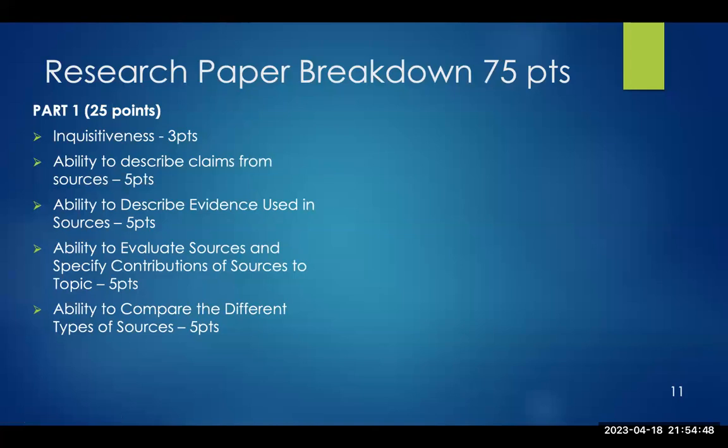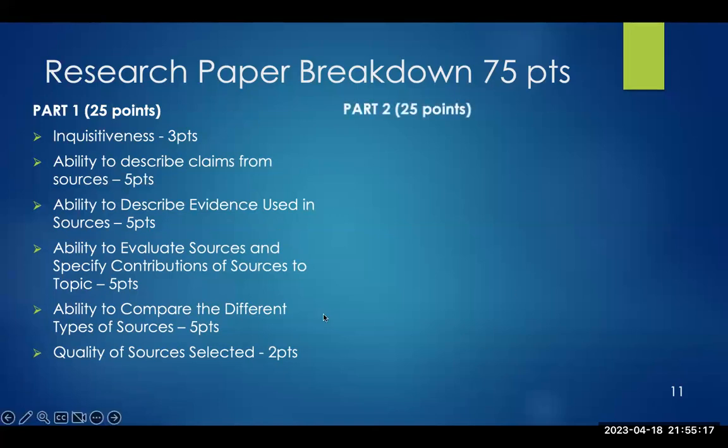So inquisitiveness is 3 points. Describing claims from sources is 5 points. Describing evidence using sources is 5 points. Evaluating the sources and contributions is another 5 points, and comparing the sources is 5 points. Also, quality of sources selected is 2 points. So remember, your sources should not be more than 5 years old, and each one should relate to the topic. Okay, so that's part one.